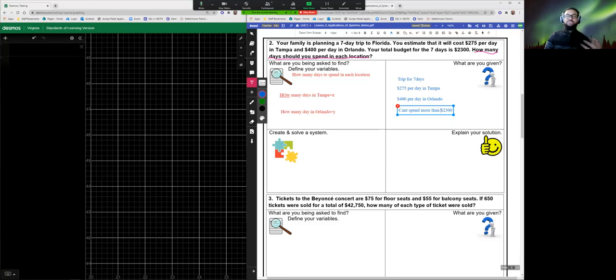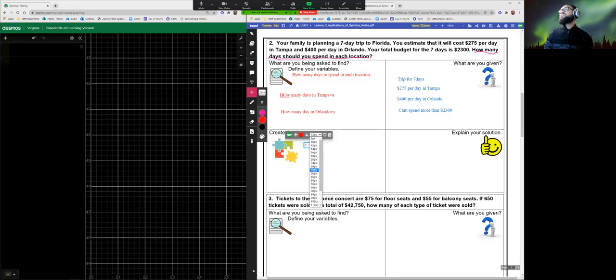So since we can spend 7 days total, we are going to have a system that looks like X plus Y. How many days in Tampa? It's going to be X plus however many days in Orlando. So how many days in Tampa, which is X, plus however many days in Orlando, which is Y, totals up to 7. So we can only spend 7 days. We want both of these things to total up to 7.